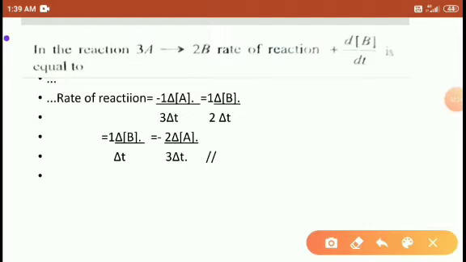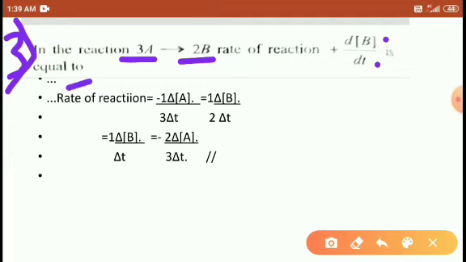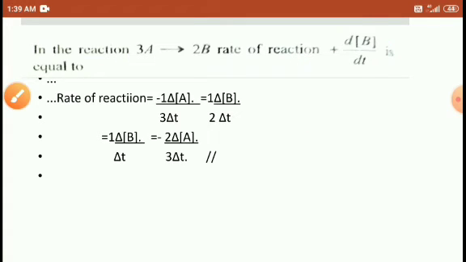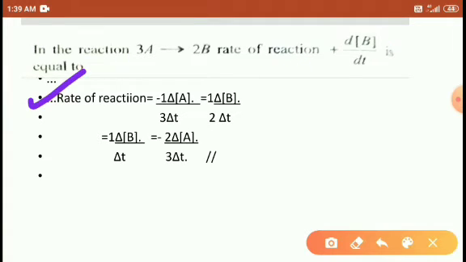So third example, students. The reaction: 3 moles of A turns into 2 moles of B. The rate of reaction, plus the change in concentration of B with respect to time, is equal to what? Students, we know the rate of reaction. The stoichiometric coefficient is 3, so that's why I substitute minus 1 by 3 times the change in concentration of reactant, equal to 1 by 2 times the change in concentration of B.